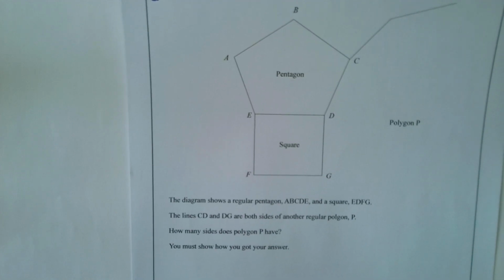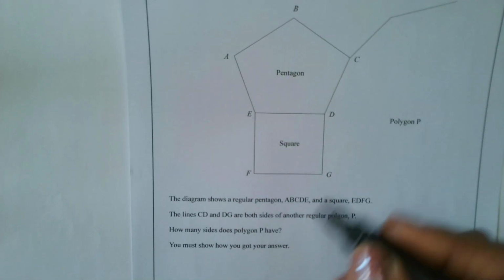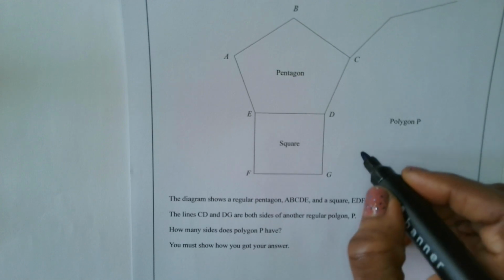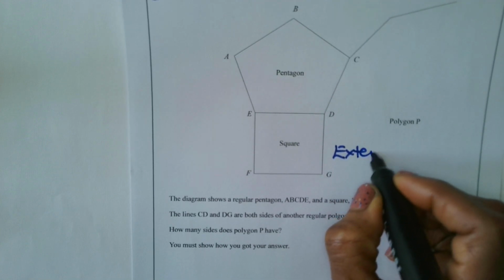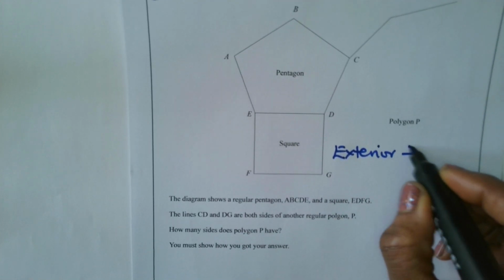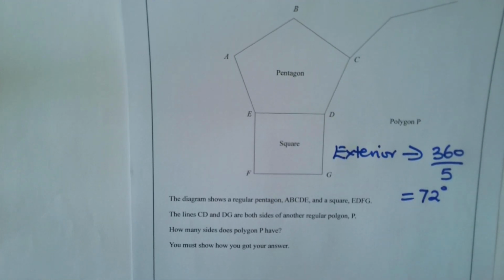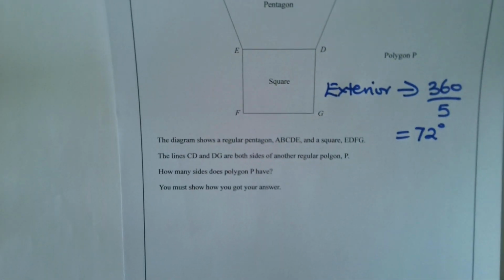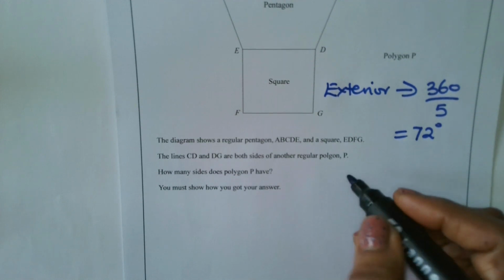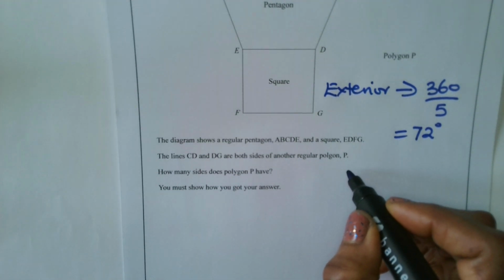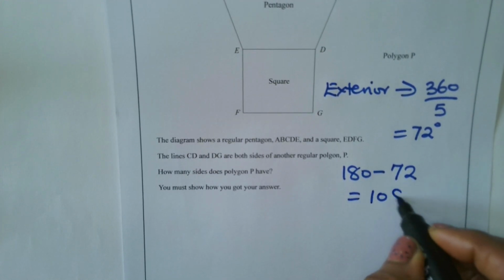So the first thing we're going to do is start with the regular pentagon. Sorry, I always say polygon. The regular pentagon's exterior angle is 360 divided by 5, which will give us 72 degrees. Now we get the interior. Remember I said interior and exterior add up to give you 180 degrees. So we've got 180 degrees, take away 72, that will give us 108.